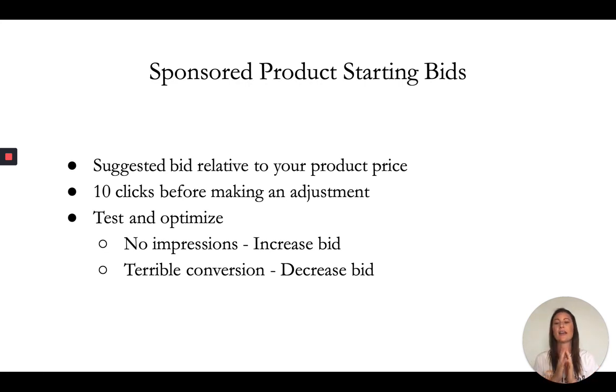Now, let's say I launch, I'm getting a lot of impressions, a lot of clicks, but performance is terrible, high ACOS, conversion rate's terrible. What do? I decrease my bid. That is kind of the number 1 thing you could do to create profitable campaigns is bid optimization. So those are pretty much the 2 things you need to know.